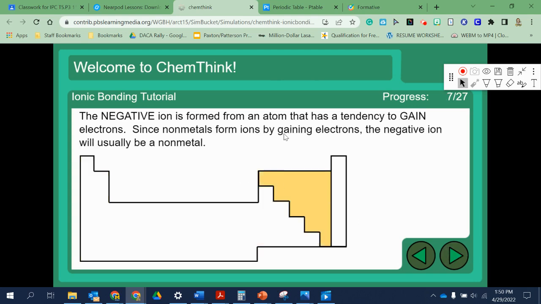The negative ion is formed from an atom that has a tendency to gain electrons. So if these on the right side of the periodic table gain electrons, they're going to become negative, the negative ions. These are the nonmetals. This last column is not included because remember, these don't bond with anything because they already have their full outer shell. Atoms on the right side, in the yellow, gain an electron and become negative. That's why we always see Na plus, the Na is over here, and the Cl minus is over here somewhere.